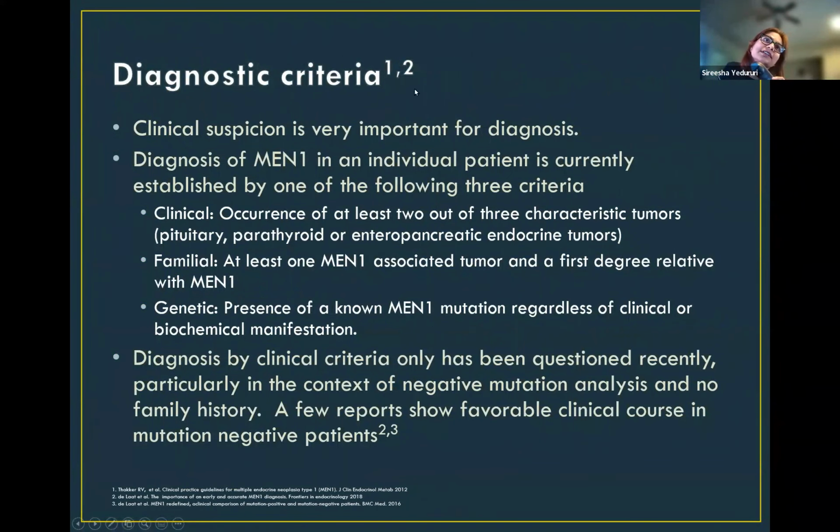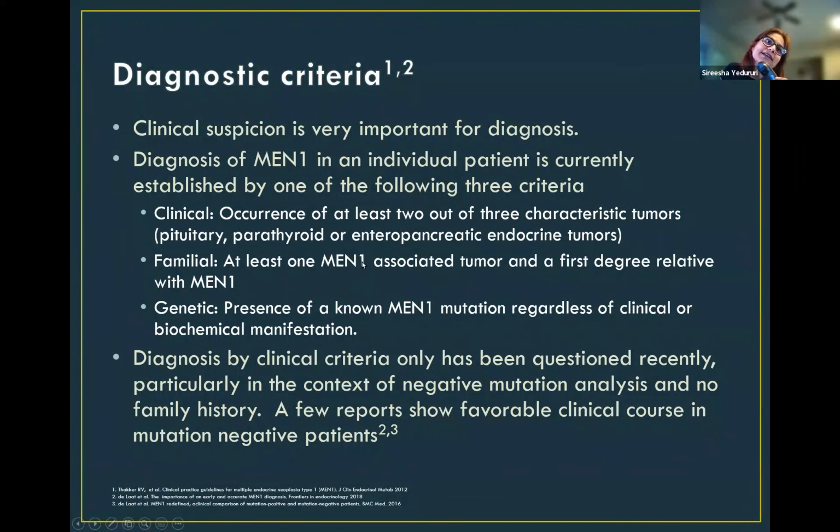So the diagnostic criteria. Obviously, clinical suspicion is very important for diagnosis. And I think that's also where clinical suspicion on the part of radiologists is important. So the diagnosis of MEN in an individual patient is established by one of the following criteria. Clinically, the occurrence of at least 2 out of 3 characteristic tumors. Again, the 3 P's, PPP: pituitary, parathyroid, enteropancreatic.